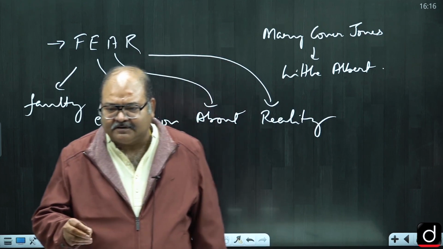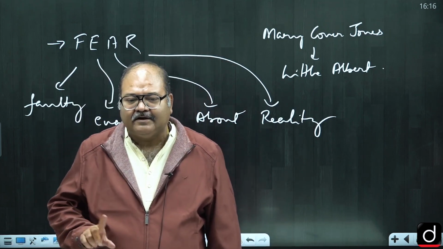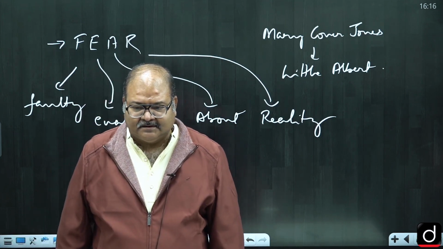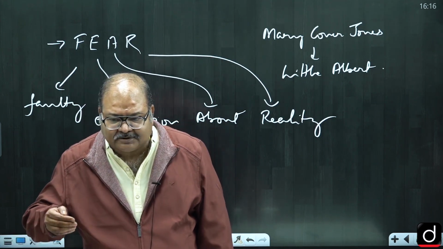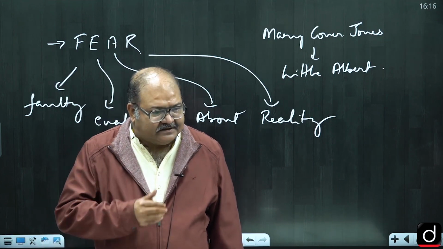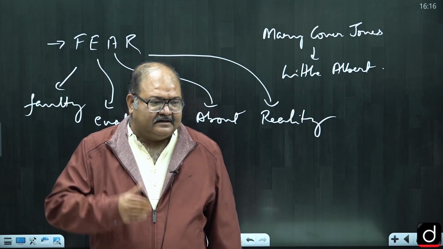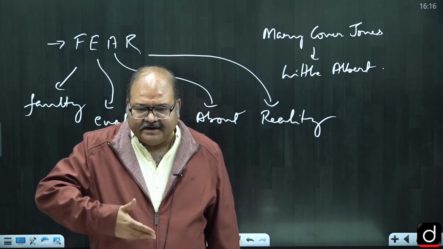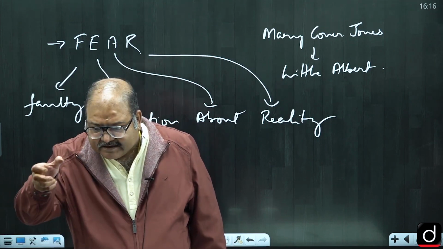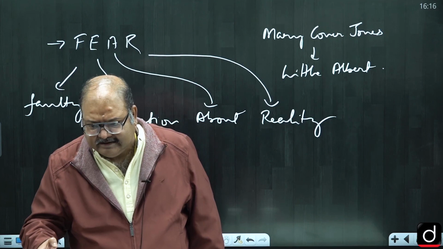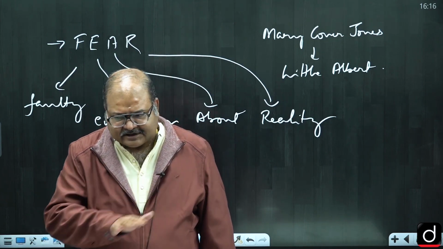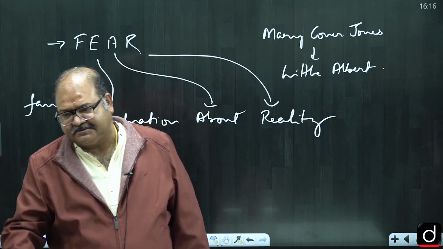Each time little Albert saw the rabbit, Mary Cover Jones did not produce that scary sound. Little Albert was repeatedly exposed to white rabbit without any loud scary noise. When this was done repeatedly, slowly, slowly, with every successive sight of the rabbit, the intensity of fear declined and little Albert got completely desensitized of fear of white furry object.